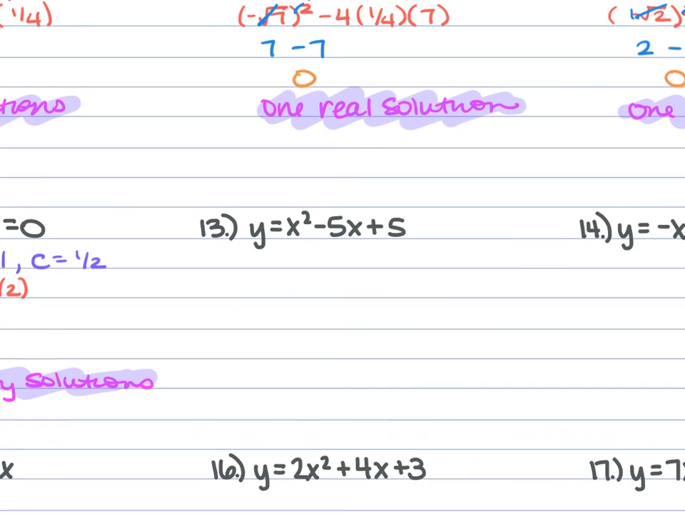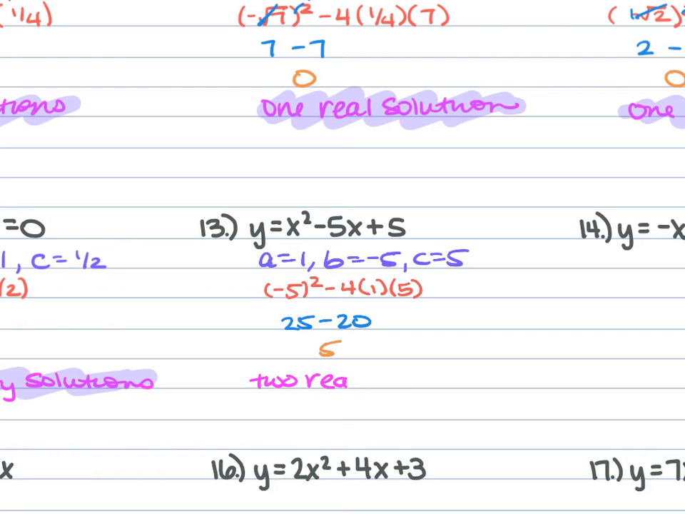For 13, we have y is equal to x squared minus 5x plus 5. So our a is 1, our b is negative 5, and our c is 5. So plugging this in, b squared, negative 5 squared, minus 4 times a, which is 1, times c, which is 5. 5 squared is 25. Negative 4 times 1 is negative 4, times 5 is negative 20. 25 minus 20 is 5. That's a positive number, so we have 2 real solutions.